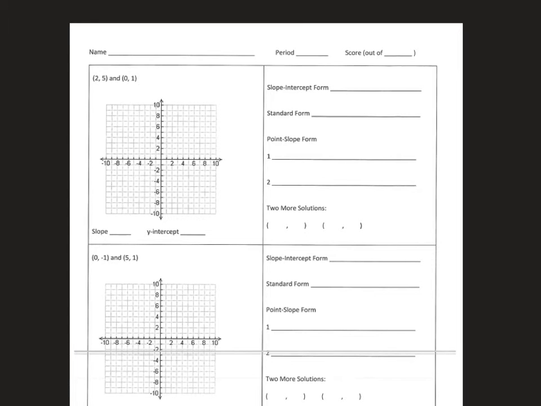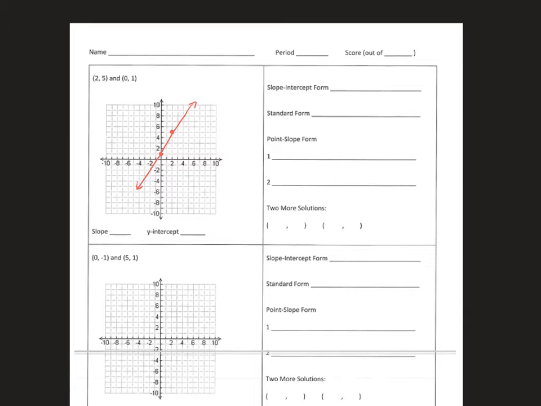So when we're given 2 points, we can actually do a lot with that. The first thing we could do is graph right away if we want to. So (2, 5) is right here, and then (0, 1) is a y-intercept. It's right on the y-axis. And so I already have my line, and from there we can do slope.